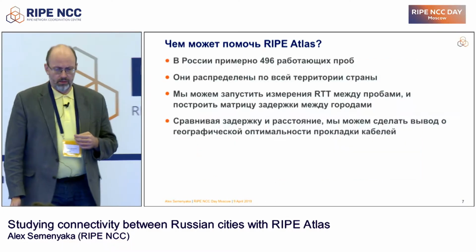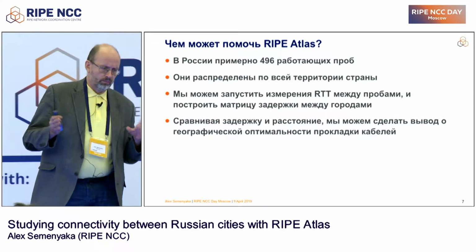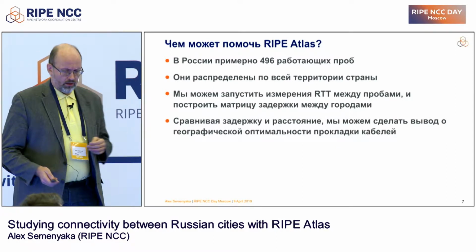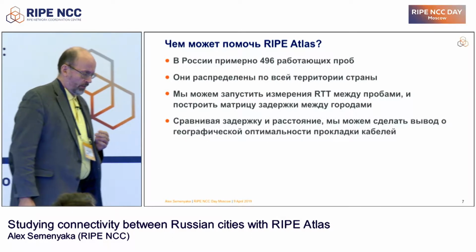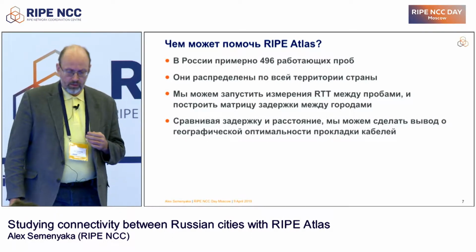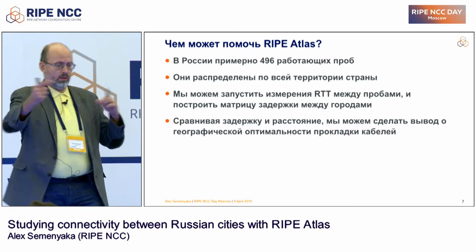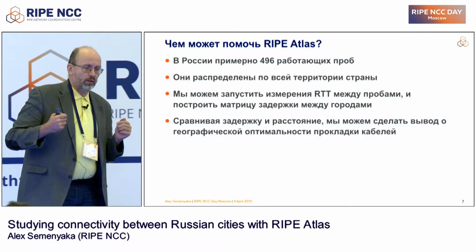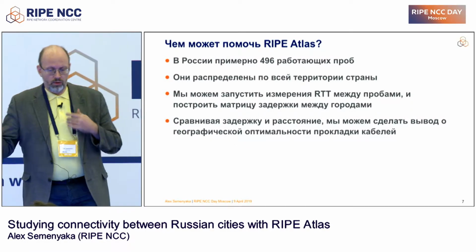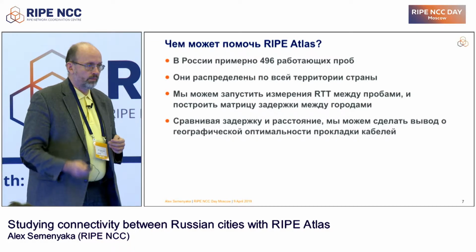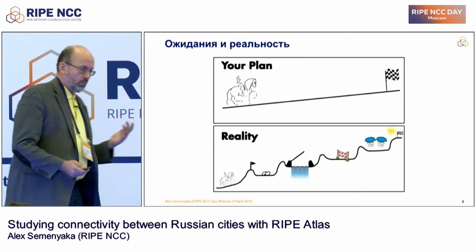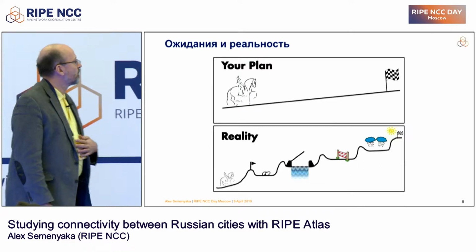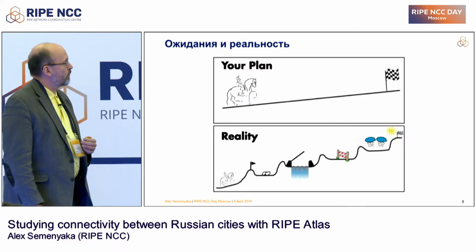So how does Atlas enter this picture? Well, Atlas has a lot of probes on this map. You could see how these probes are distributed across the country. There are about 500 probes in Russia. Most of them are in big cities. So we can measure RTT, the latency and the distances between all these probes. Sounds great, doesn't it? Well, I thought it shouldn't be too difficult.